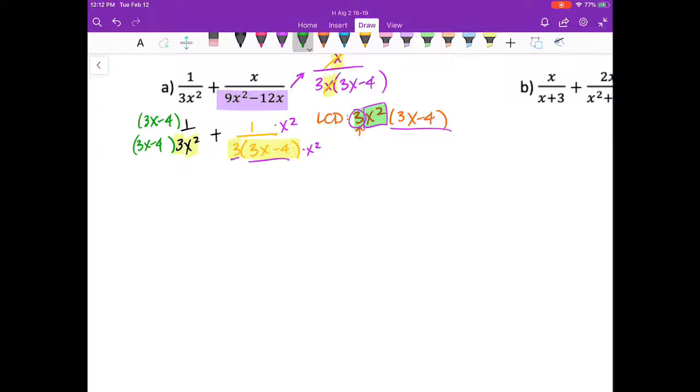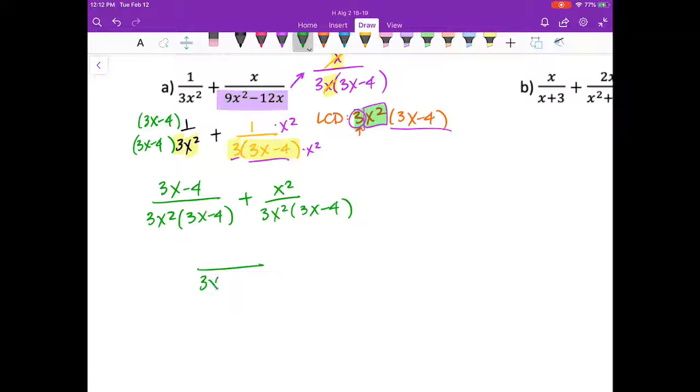So our first fraction becomes, when I take 3x minus 4 in my numerator and multiply by 1, I get 3x minus 4 over my LCD, 3x squared times 3x minus 4. And then plus 1 times x squared over my LCD, 3x squared times 3x minus 4. Once you have a common denominator, you can just add right across the top and keep your least common denominator as is. So 3x squared times 3x minus 4. And then in our numerator, we've got x squared plus a 3x plus a negative 4. So that's how we will write it. Now, there's no rule that says you can't call it 3x minus 4 plus x squared, but putting it in standard form is never a bad idea.